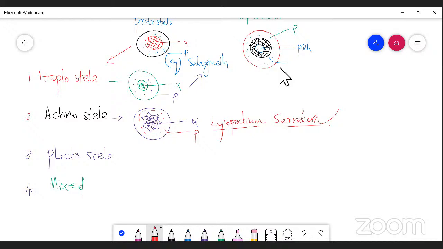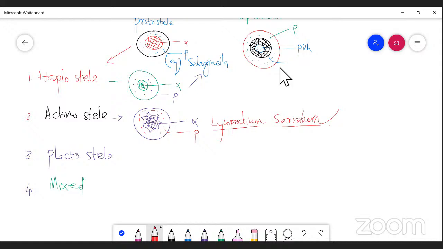That is a question to be expected. Sometimes you can expect draw the structure of actinostele. It's a 2-mark question. If it is asked, just draw the star-like structure of xylem, which is surrounded by phloem, and give example Lycopodium serratum.